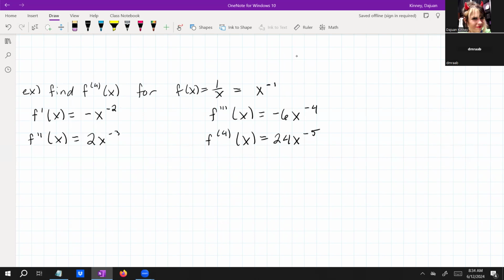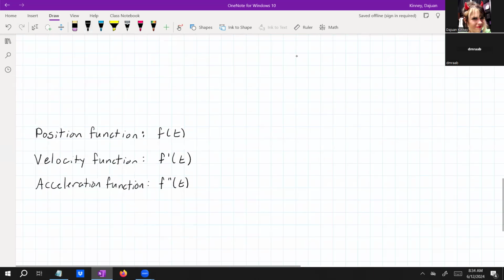We could keep going infinitely. I don't want to. Your denominator is going to get bigger and bigger and bigger because it's x to the whatever power. As x gets bigger, it gets really big. But we could just keep going.